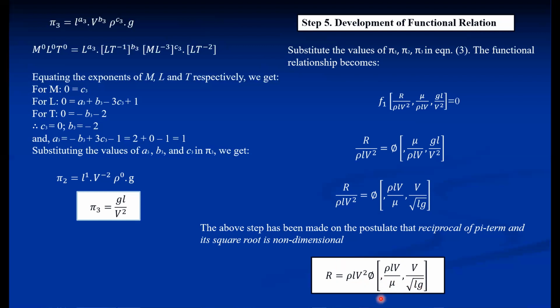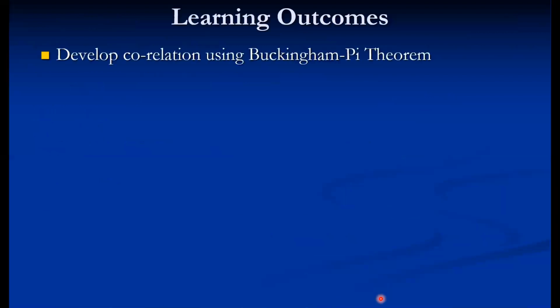So this way we can develop a functional relationship. That's it from this particular session. From this session, you will come to know how to develop a correlation using Buckingham pi theorem. Basically, there are only 5 steps of Buckingham pi theorem. The first step is to write the expressions in terms of variables and pi terms. The second step is to select the repeating variables. The third step is to write the expressions of the pi terms.